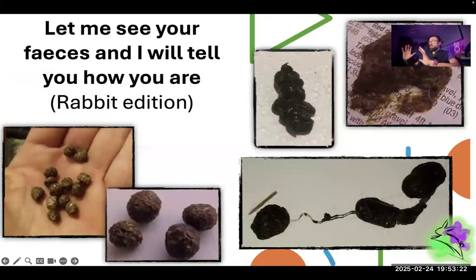Then, to finish speaking about ectoparasites, we can obviously dedicate a little bit of time also to the endoparasites. And usually what we can say about rabbits is that, obviously, let me see your feces and I will tell you how you are. It means that we can tell a lot just by having a look at the feces.